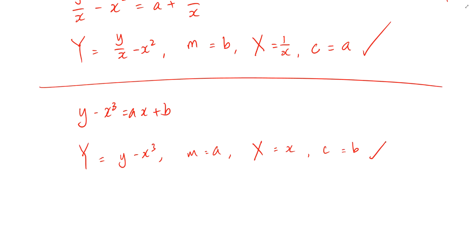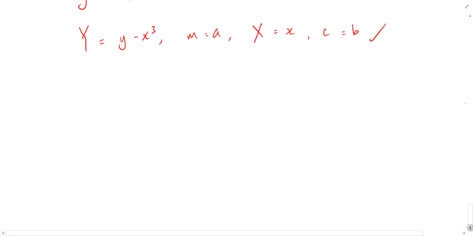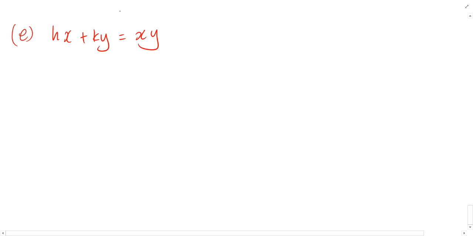Let us try B and C. So take time now to try question B and C. Oh, sorry, C and D. hx plus ky equals xy. Now, because there are so many different answers, is there anybody who wants to share your answer? Then I check whether it's right or wrong. Just show out what you will do.